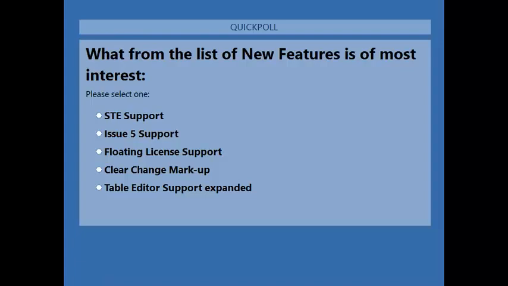You can select all, but if we can just get a little bit of feedback in terms of what people's interests are, just so that we can get a gauge for where you're heading. And if you do have all, just give us any other specific information inside your question panel. So they can vote reader, STE, issue 5 support, floating license support, clear change markup, table editor, which one is most important to them. And otherwise, like you said, if really all of those things are very important to them, then just type the word all in the question panel and we'll basically know that that's what you're looking for.